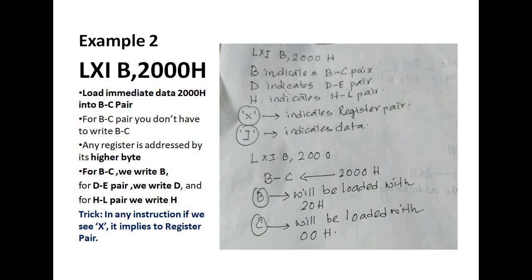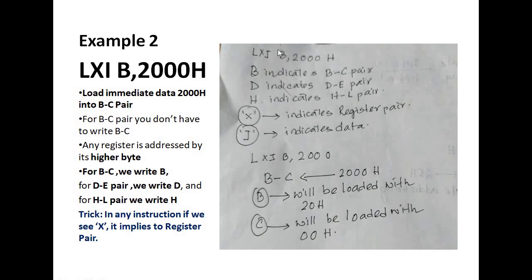Now you can ask that B can also be register B, and also B can be the BC pair. How to understand? Okay, now there is another trick. If in the instruction you see X, then it implies a register pair. Understood? That is, here X is given, so B indicates the BC pair. The same goes with the D and E pair.